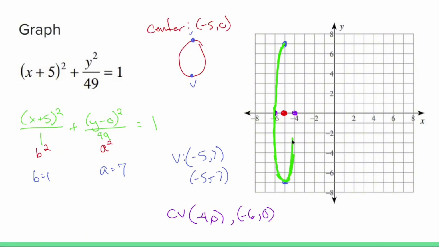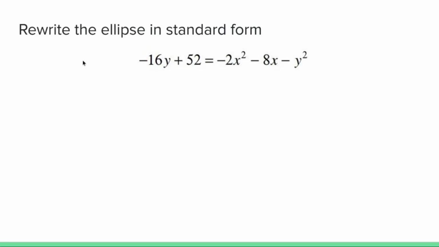And as you can see, drawing is not my expertise, but I'm doing the best that I can. But there it is. That's my ellipse. Twilight ellipse. Rewrite the ellipse in standard form. This is terrible. Basically, what we have to do is move everything to the left side except for the number, which moves to the right side, and do this double completing the square process. It's bad, but let's do it.